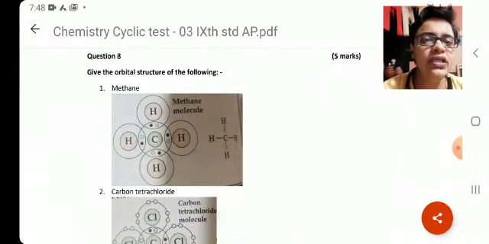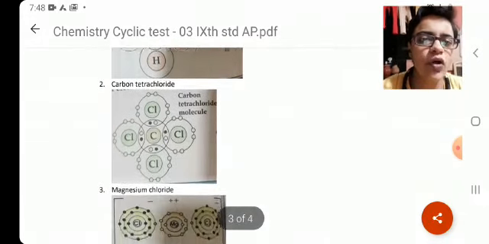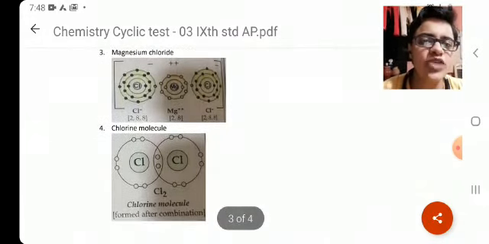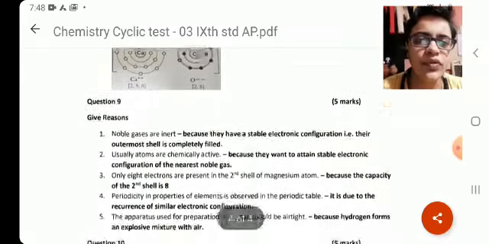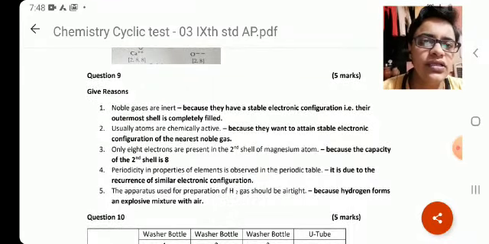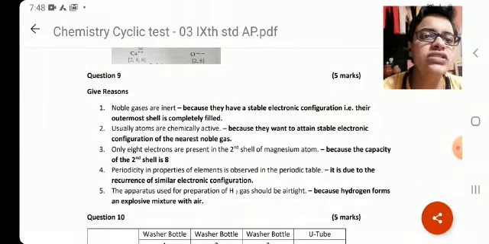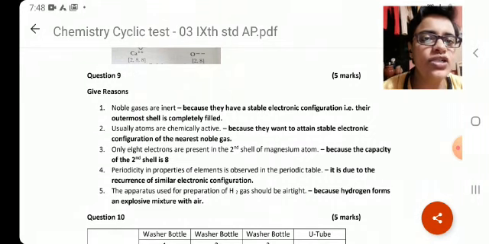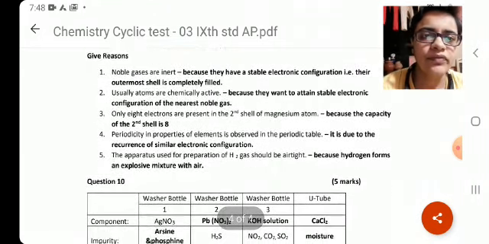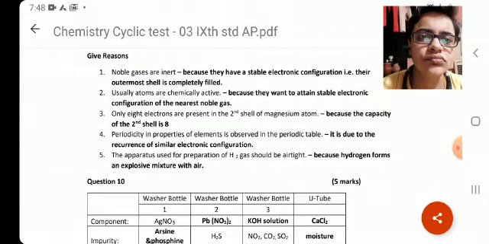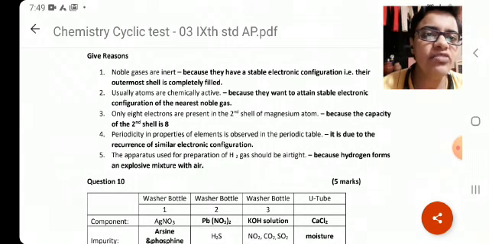The orbital diagram should be the way it is shown in the solution or in the textbook. You cannot change the diagram as per your whims and fancies. Give reason. Here the keywords are mentioned, guys. First, noble gases are inert because they have stable electronic configuration, that is, all shells are completely filled. Usually atoms are chemically active because they want to attain stable electronic configuration.